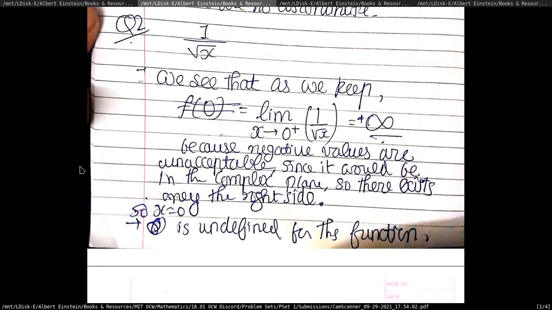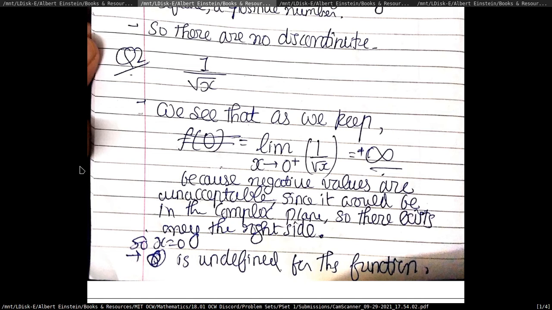Siddharth doesn't exactly say the reason why this is undefined at x equals 0. You do see that the limit of this as x approaches positive 0 is positive infinity. But why is x equals 0 undefined? Because when we take the square root of 0 in the denominator, it will just be undefined. That's the whole answer.